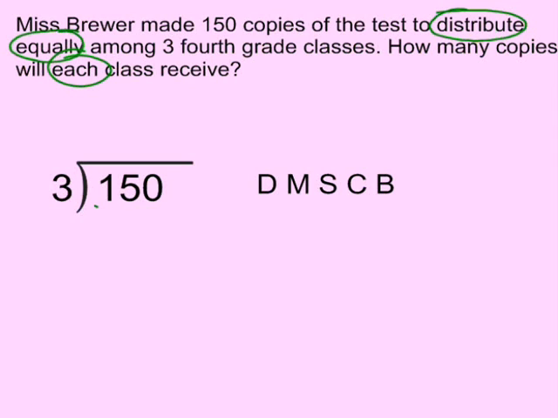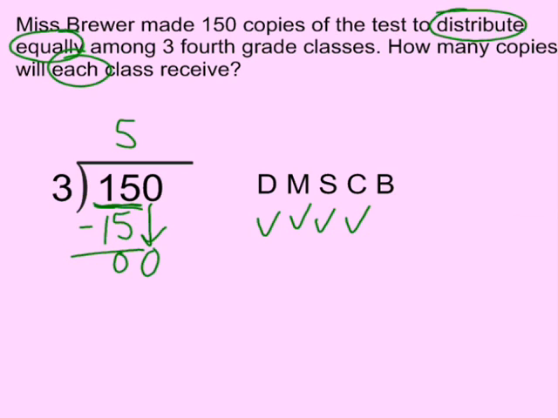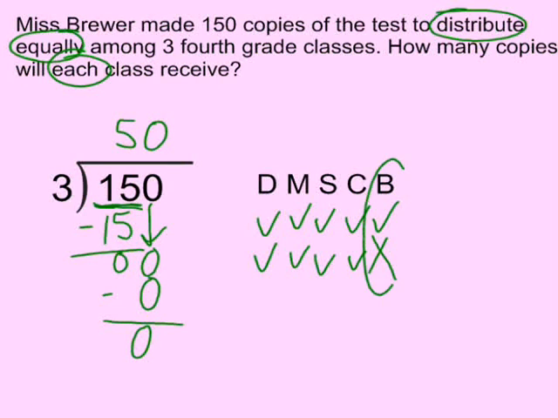3 can't go into 1, so I have to go 3 into 15. 3 goes into 15 5 times. 5 times 3 is 15. Then I subtract. 0 is less than 3, and then I bring down. Just like on the other problem, we have a 0. So 3 goes into 0 0 times. 0 times 3 is 0. Then I have to subtract. 0 minus 0 is 0. And then I have to check. Well, 0 is less than 3, and there's nothing left to bring down. So since I have an X in the bring down column, I know my problem's finished.